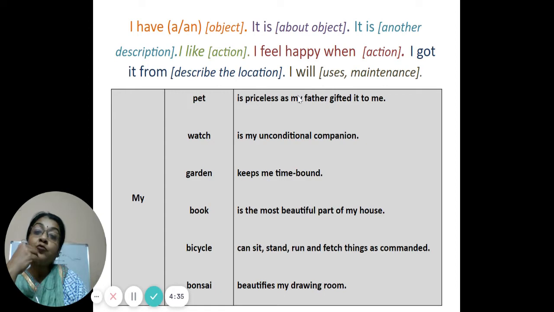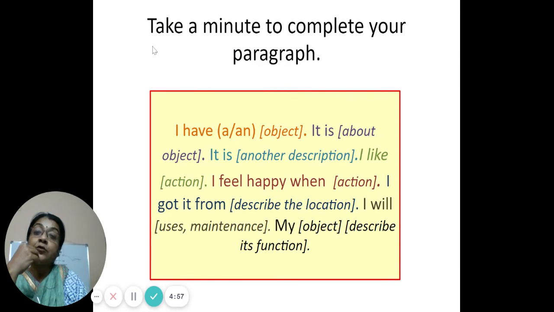So they have to choose the sentences, frame the sentences based on the object they have chosen, and in this way they can write a short paragraph. And here is the structure card where time to time they can look back to their previous sentences and they can coordinate the sentences. So take a minute to complete this paragraph based on the structures that has been given over here. Student can use this structure card at the end of the activity.